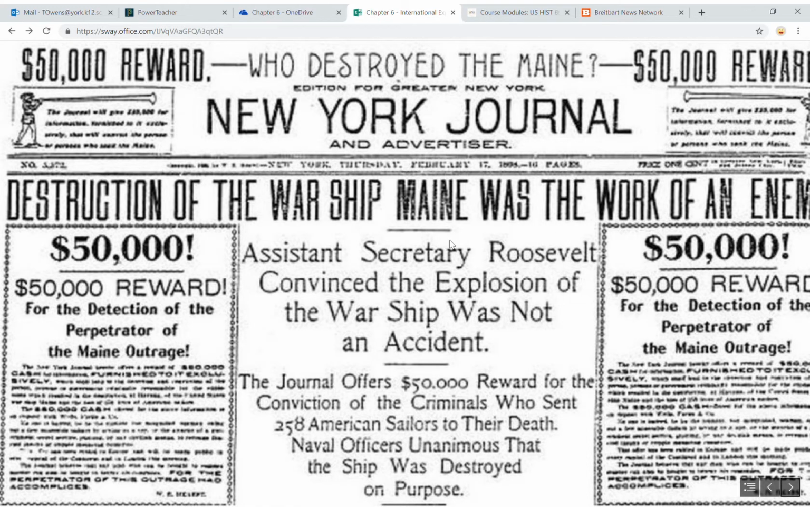And in this one, they don't necessarily say the Spanish, but they do say an enemy. And of course, if it happens in a Cuban harbor, that would be the Spanish. It says it was not an accident. So there's a $50,000 reward being offered. But again, you can look at the headline there and get the idea that yellow journalism was at play here.